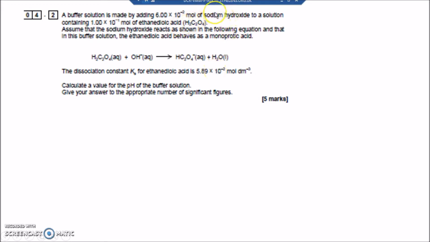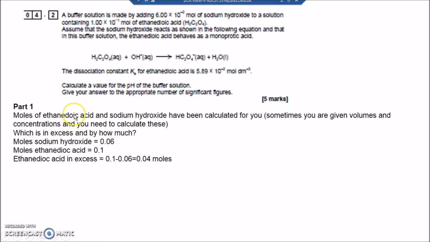Okay, always the first step in this reaction is to work out the number of moles of sodium hydroxide and the number of moles of ethane dioic acid and subtract the two. Then if 1 mole reacts with 1 mole, you can subtract the two to find out which one is in excess. Now first of all, you've been given the number of moles of each, so you've not been given a concentration or volume and have to work out moles, you've just been given them. And since 1 mole of this reacts with 1 mole of this, we can do a straight subtraction. So moles of ethane dioic acid and sodium hydroxide have been calculated for you, so that's fine.